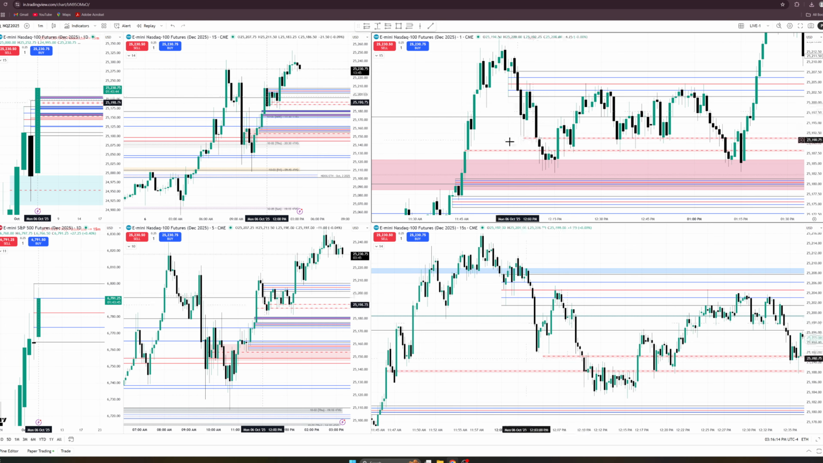Then again price came back, retraced into this. We have a volume imbalance here. We had a volume imbalance, so price came into this and the bodies of the candles stayed below 50% of this wick.